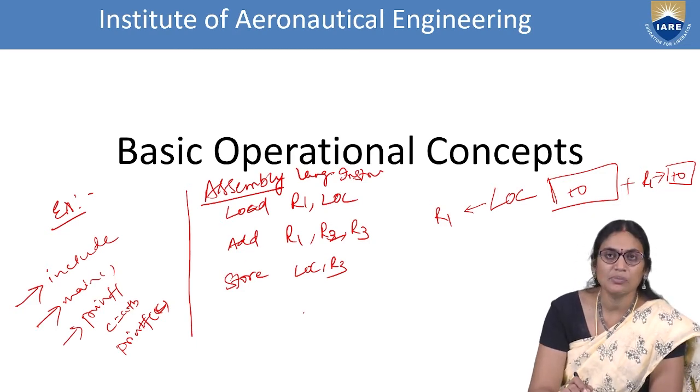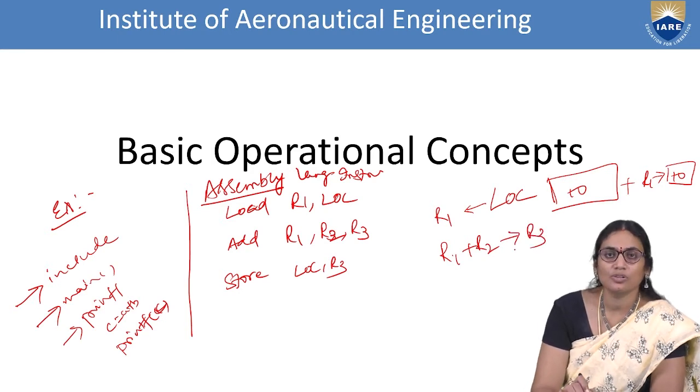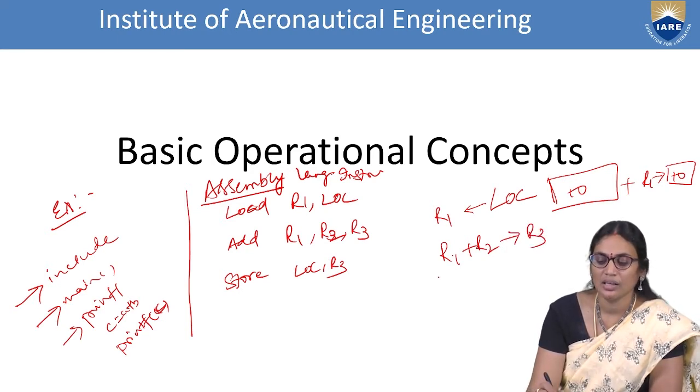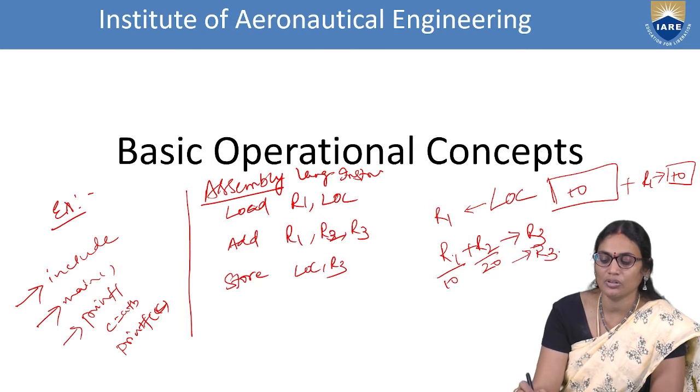Now, the second statement is add R1, R2 to R3. So R1 plus R2 implies R3, which means that R1 already has a value 10 and R2, I don't know, has some other value, for example 20. Now these two values are added and stored in R3. So now the new value is R3 implies 30.